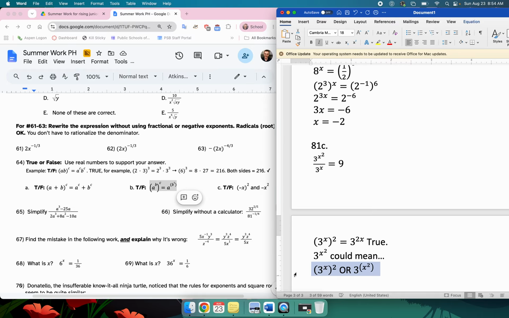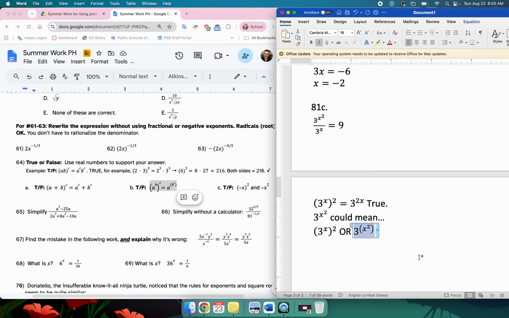They are not the same. So if they're not the same, then which one does this mean? It means this one. Now why? How are you supposed to know that? Well, I'm telling you now. But the reason that it means this one and not this one is the following. Anytime somebody writes a repeated exponent like this without any parentheses at all, they mean this.